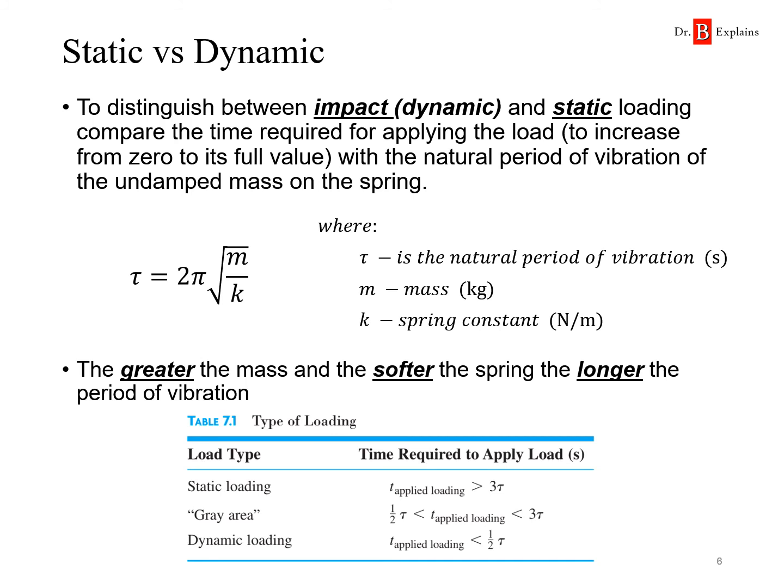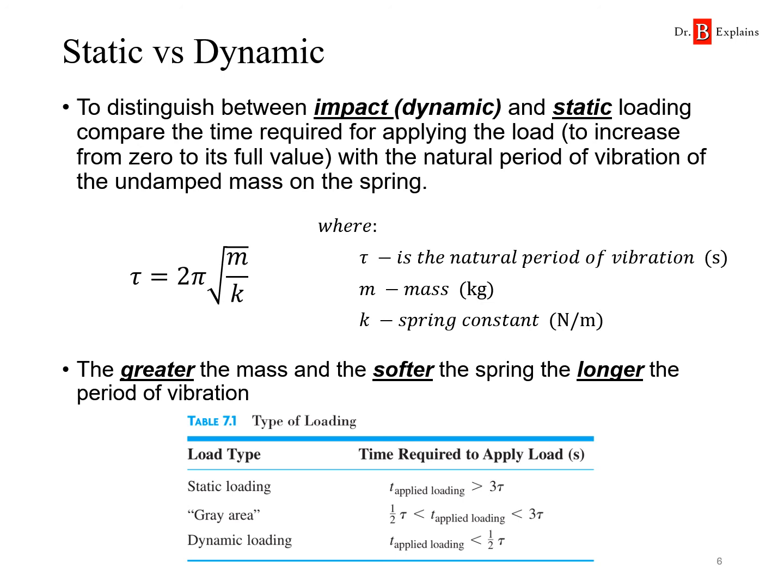So now to distinguish between dynamic, in this case impact loading, and static loading, what we're going to do is compare the time that it takes to apply the load from when it's not being applied to its full value, and we're going to compare it with the natural period of vibration of an undamped mass on a spring. Again, this is referring back to our mechanical models. So what is this period of vibration? This is what we call tau, natural period of vibration.